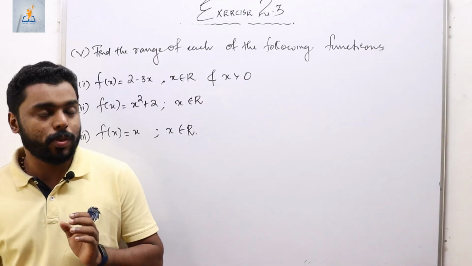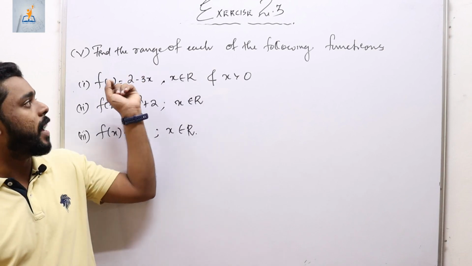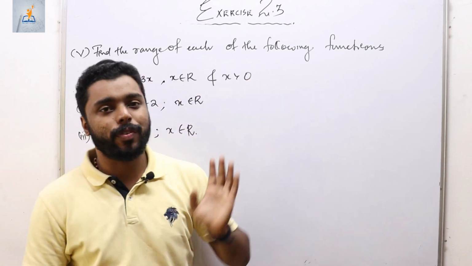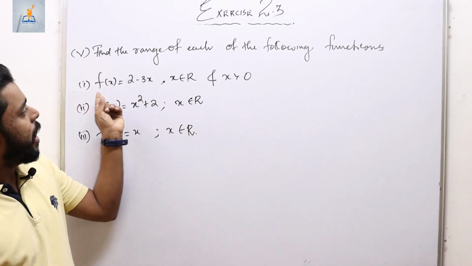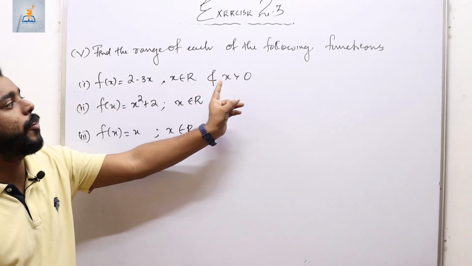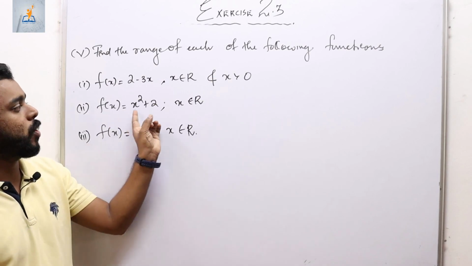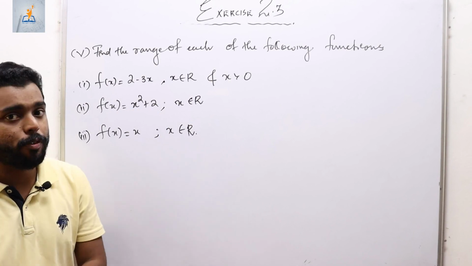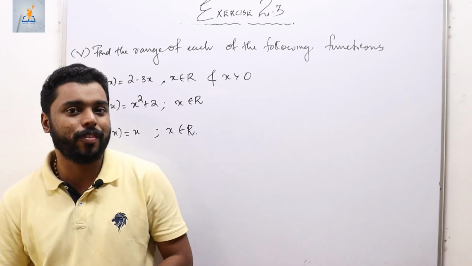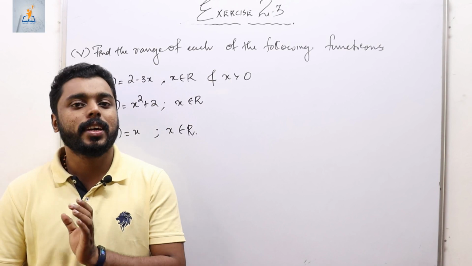Now we shall come to the fifth question. The question is: find the range of each of the following functions. So we have to find the range of the functions. f of x is equal to 2 minus 3x, x element of R, x greater than 0. f of x is equal to x square plus 2, x element of R, and f of x is equal to x, x element of R. So these are the functions we are given, and we have to find the range.